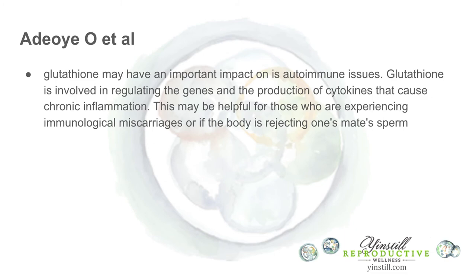Finally, the authors previously mentioned, Adeoye et al., went on to state that glutathione may have an important impact on autoimmune issues as well. Glutathione is involved in regulating the genes and the production of cytokines that cause chronic inflammation. This may be helpful for those who are experiencing immunological miscarriages or if the body is rejecting the mate's sperm.